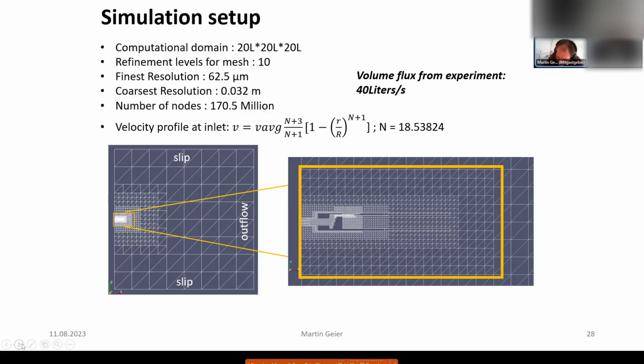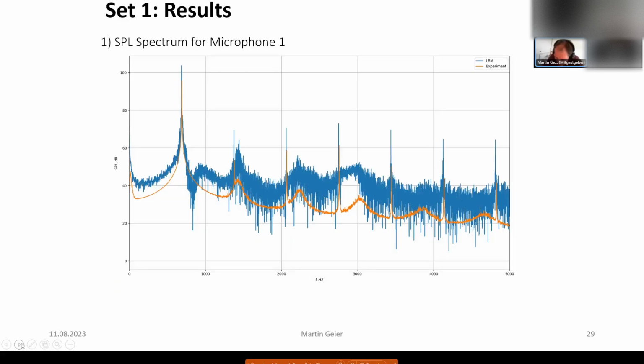This is one of the most amazing grids that we've ever used. I think there were 10 or 11 levels of refinement. This is the fine grid, and then we have the entire room with a very coarse resolution around it. This is now the comparison at the first microphone with the experiment. The experiment is the one that is recorded, the orange line, and the Lattice Boltzmann is the blue line.